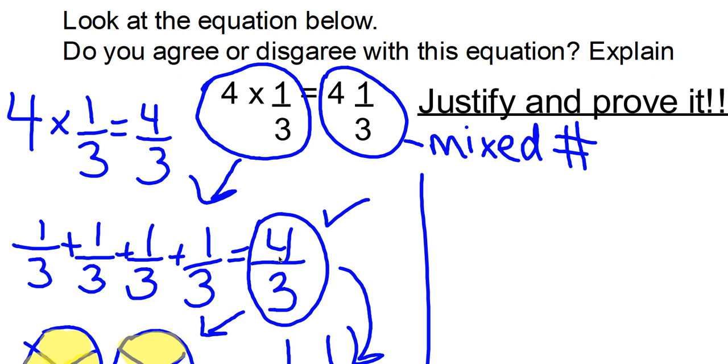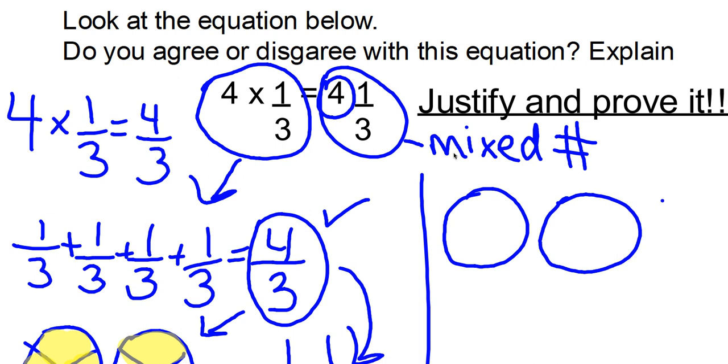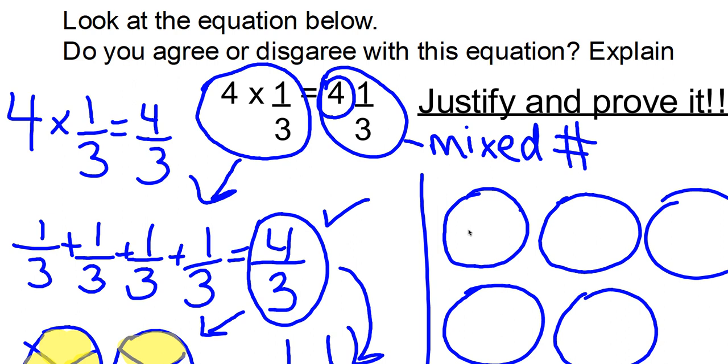However, on the other side, it says 4 and 1/3. Now, I already disagree then with this equation because I do not agree with the whole number. That whole number should be 1. Because if I was to draw a visual, we could see what 4 and 1/3 looks like. 4 wholes and 1/3 of another, right?